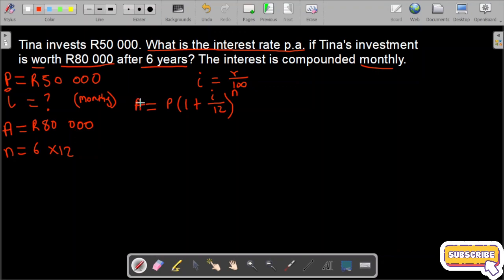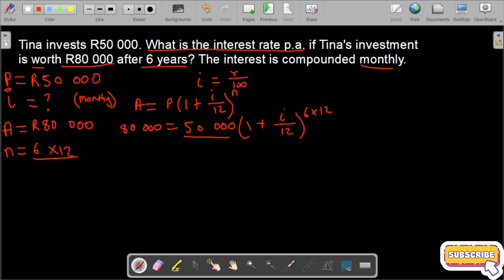So my accumulated amount here is 80,000, so this is going to be my 80,000. Substitute 80,000 equals my P value. The money that I invested is 50,000, so this is 50,000, and then times 1 plus, remember I am looking for I, so this is I all over 12, to the power of n, which in this case is 6 times 12. Remember, now I'm looking for this I here.